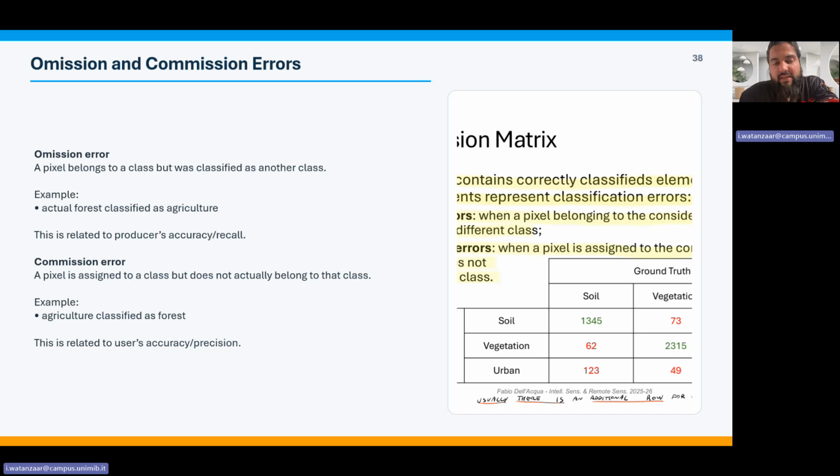This commission error is related to the user's accuracy or precision. This gives more detail: the above one is recall, the actual forest classified as agriculture, but here agriculture is classified as a forest. So the omission errors relate to the producer's accuracy or recall, and the commission errors relate to the user's accuracy, or precision. We will discuss these further, recall and precision.